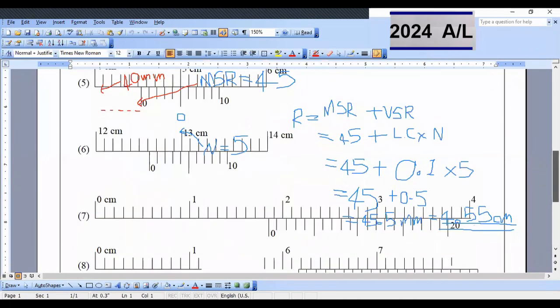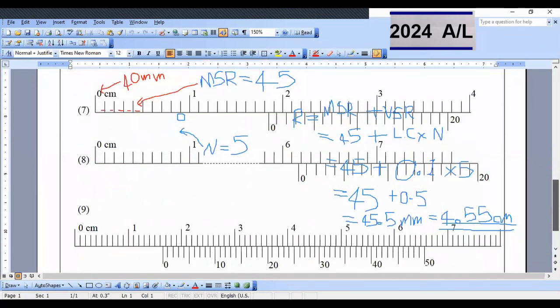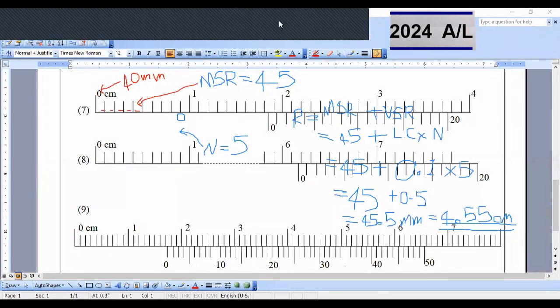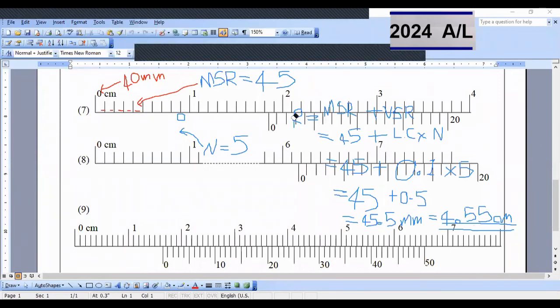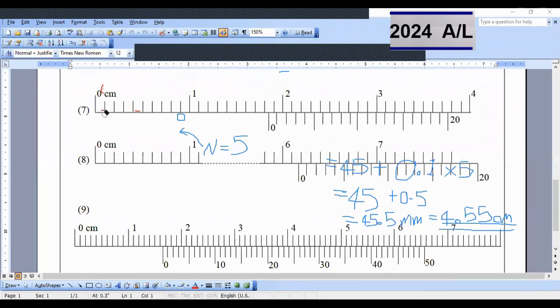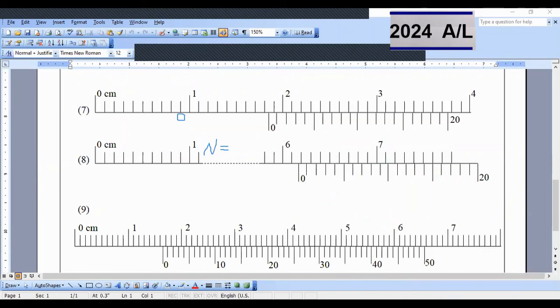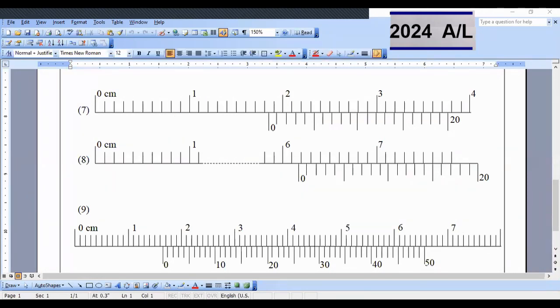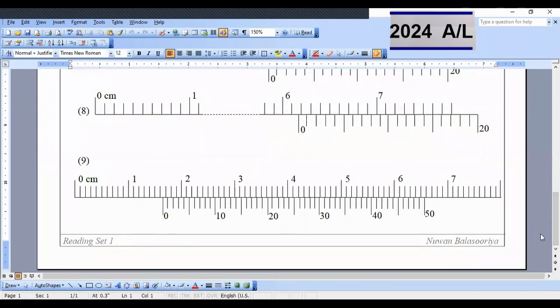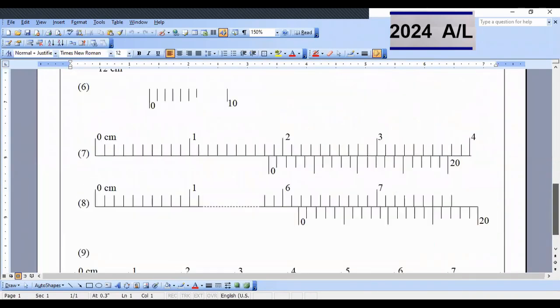Right. If we go to the other questions, you see that there are 20 vernier divisions if you check. As you have not learned up to 20 vernier divisions, you can't do it. If you go to question number 9, how many vernier divisions are there? 50. So you can't answer that one. What about question number 10? Again, there are 50 vernier divisions. So you can answer only up to 6.